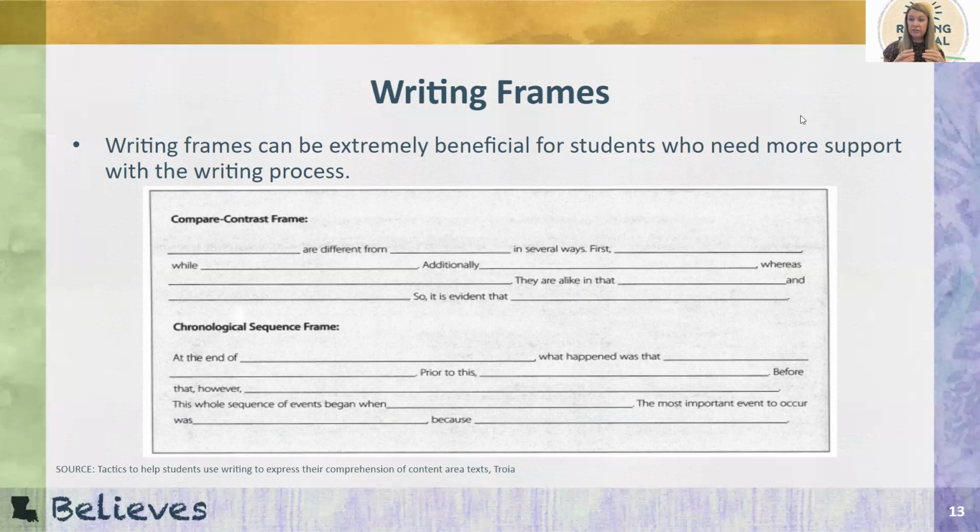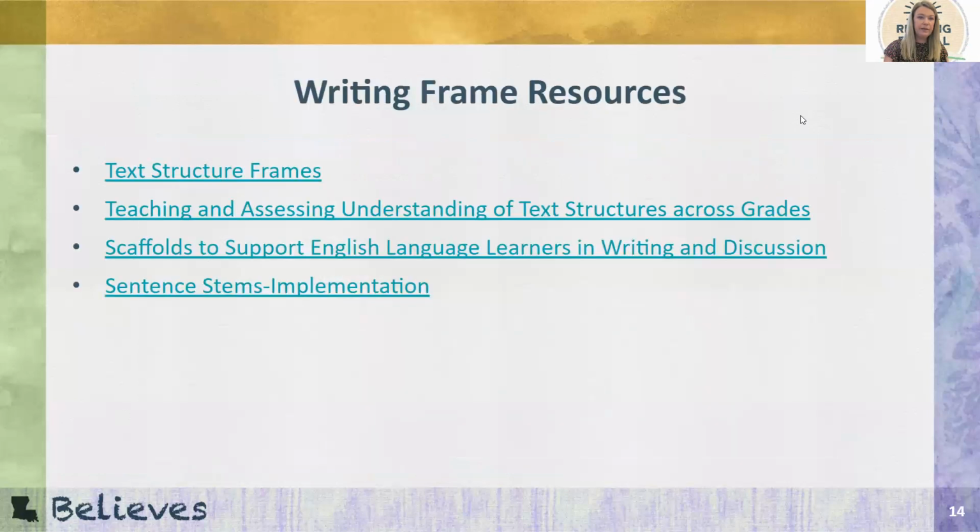And I'm going to give you another slide in a second that shows you tons and tons more resources. But if you give these students a frame to write from, it helps them get started, and it helps them figure out where or why I might find the most essential information in the passage or in the text. So here are some other resources that you can go to for writing frames.